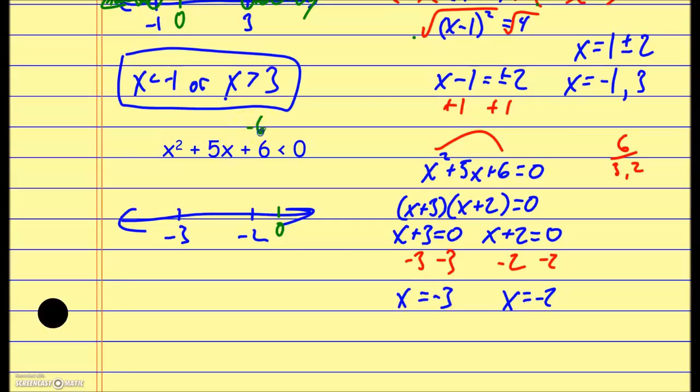When I plug the 0 in, I get a positive 6 is less than 0, which of course is a ridiculous statement. 6 is not less than 0. So instead of shading outside, which I can't do, I'm going to shade inside. Because there's no equal to condition, I put an open dot on each of these.